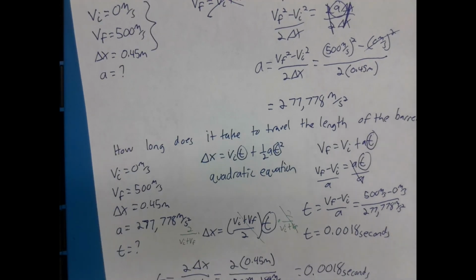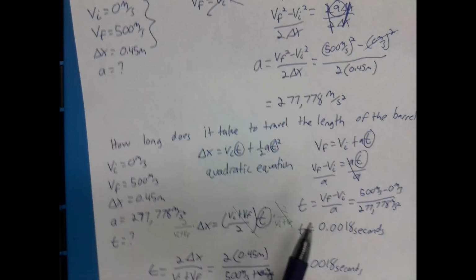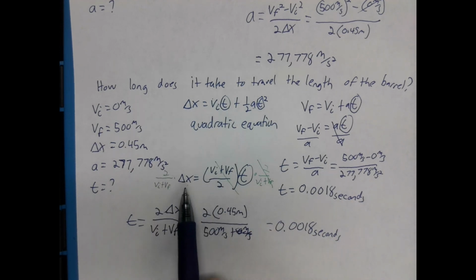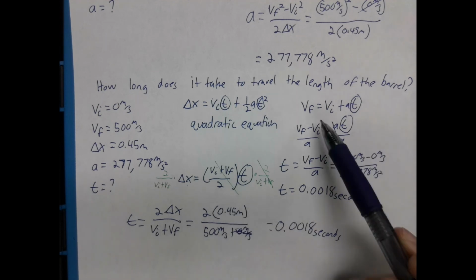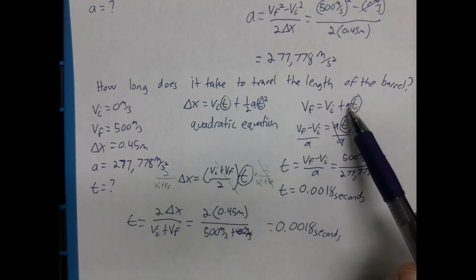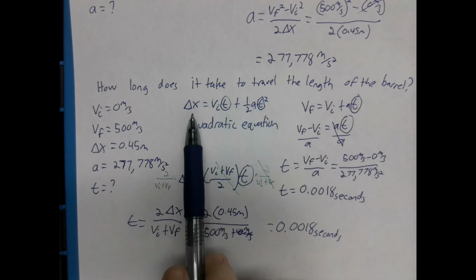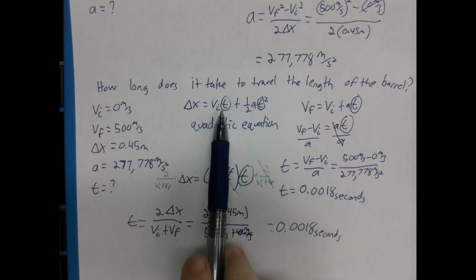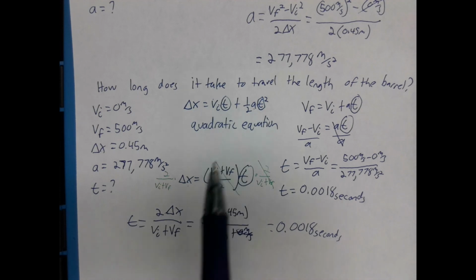So you're not limited. You aren't limited with the equation you select. As long as you know 3 variables, so we knew Vi, Vf, and delta x, we can solve for the fourth. Here we knew Vf, Vi, and A, we can solve for the fourth. Here we know delta x, Vi, and A. We can solve for T, but since there's 2 T's, we would have to use the quadratic equation.